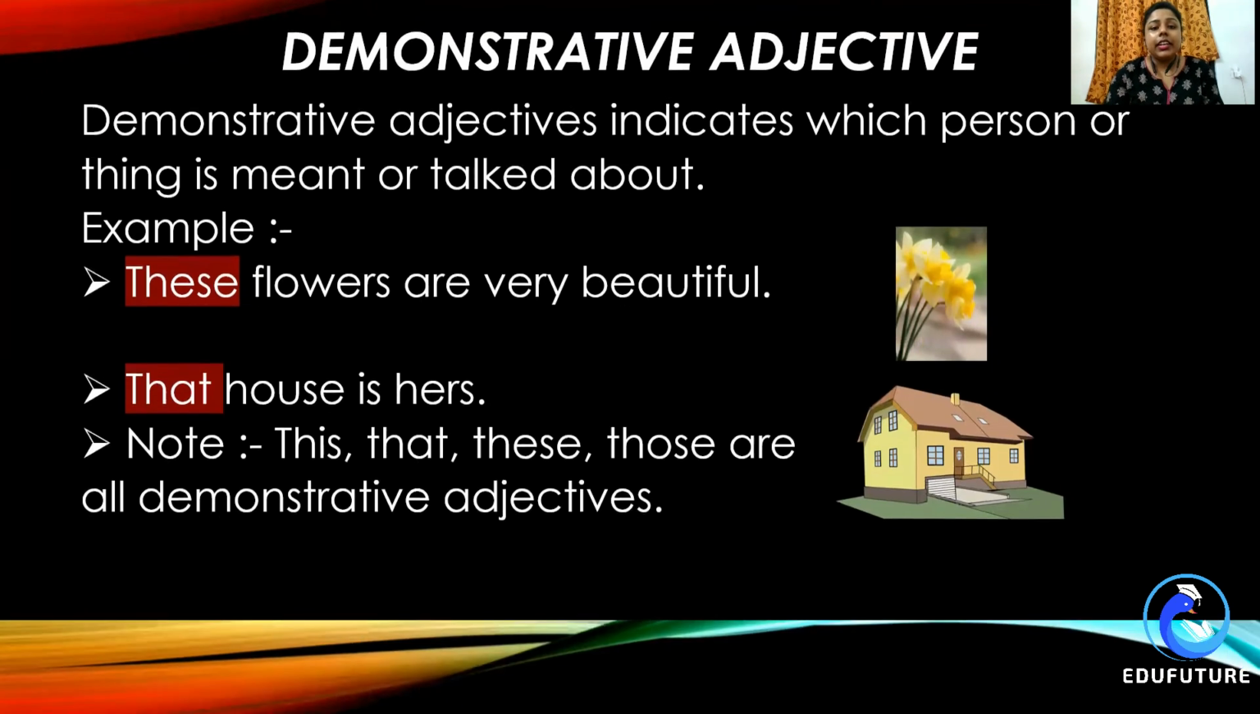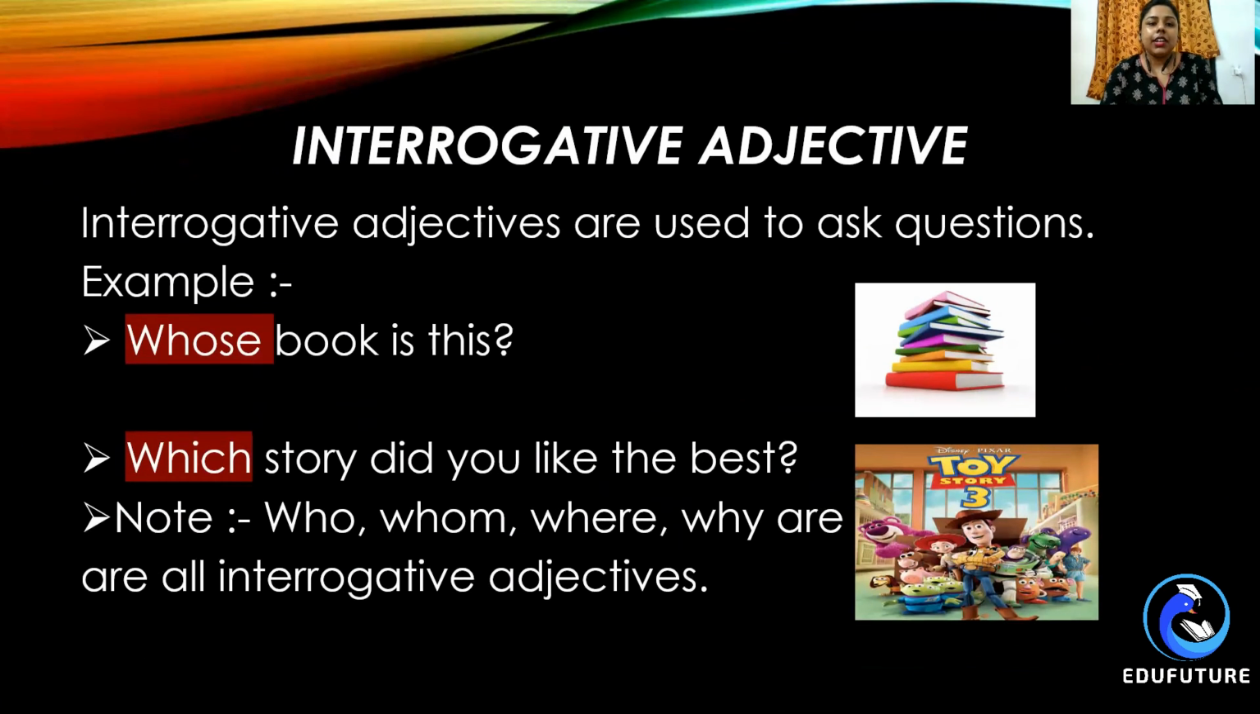Next, the next slide talks about the interrogative adjective. Now, this one is very easy, isn't it? Interrogative, we all know it is used to ask questions. Questions like, whose book is this? I'm talking about somebody's book. Whose book? Next example, which story did you like the best? Now I'm asking someone, which story does he or she like the best? Similarly, any question which begins with WH like who, whom, where, why, these are all interrogative adjectives.